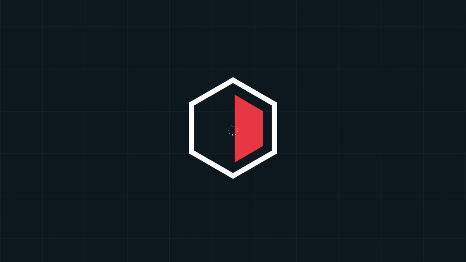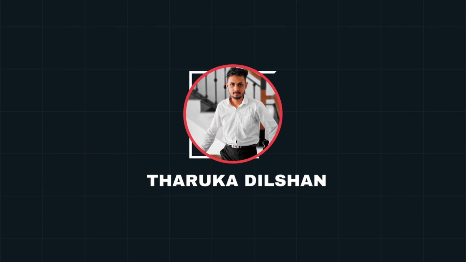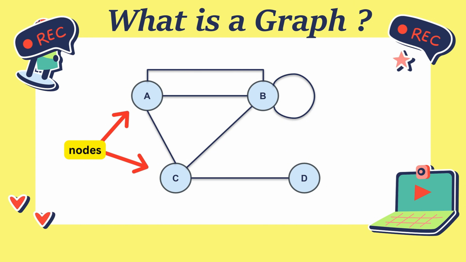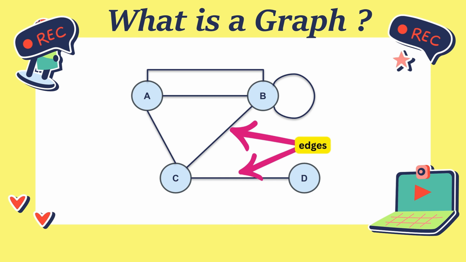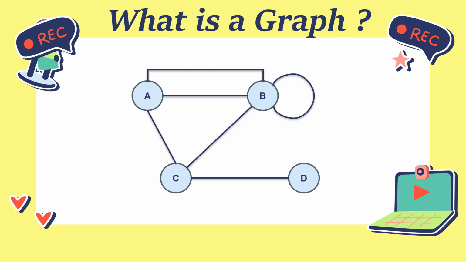Today we are diving into the graph, a fundamental data structure that's super useful in many real-world scenarios. Let's break it down. A graph is a collection of nodes, also known as vertices, connected by edges. Think of a graph like a network where each point is connected to others. For example, social networks, maps, and even web pages are modeled as a graph.